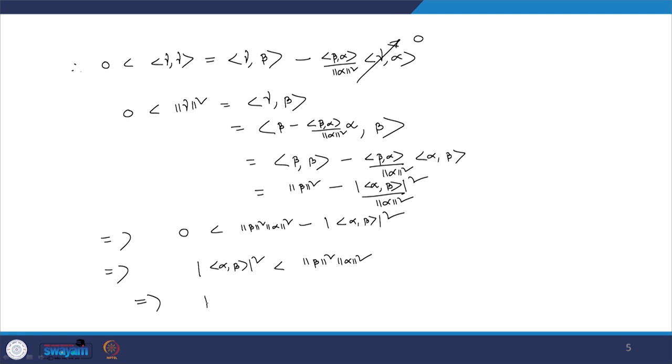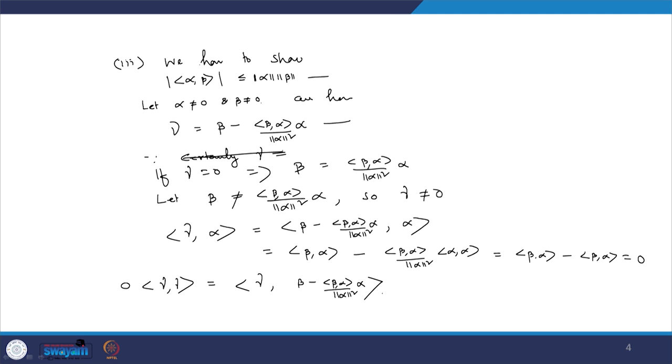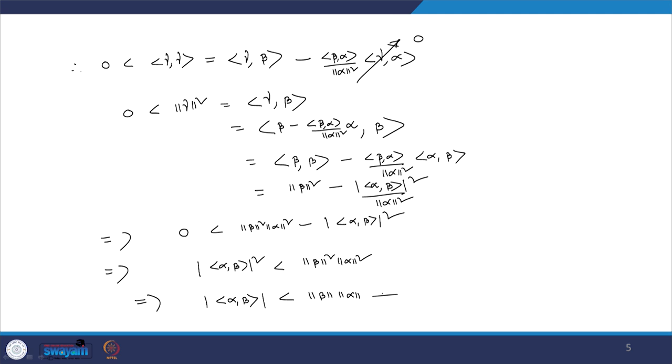This implies the modulus of the inner product of alpha and beta will be less than or equal to the norm of beta times the norm of alpha. Equality will come into the picture if beta equals the inner product of beta and alpha divided by norm of alpha squared, times alpha, that is, a scalar multiple of alpha. In that case equality holds.